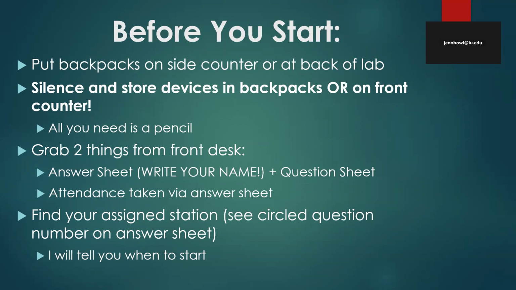All you will need is a writing utensil. And then you'll grab an answer sheet from me. You'll grab your question sheet. I'll take my attendance via that answer sheet, so you won't have to worry about signing out or anything. And then you'll find your assigned station. So I'll have, let's say, station 18 circled on your sheet. There'll be numbered stations where you normally sit in those 5 rows, and you'll just find your seat, and that will be your starting point when we start rotating through the questions.